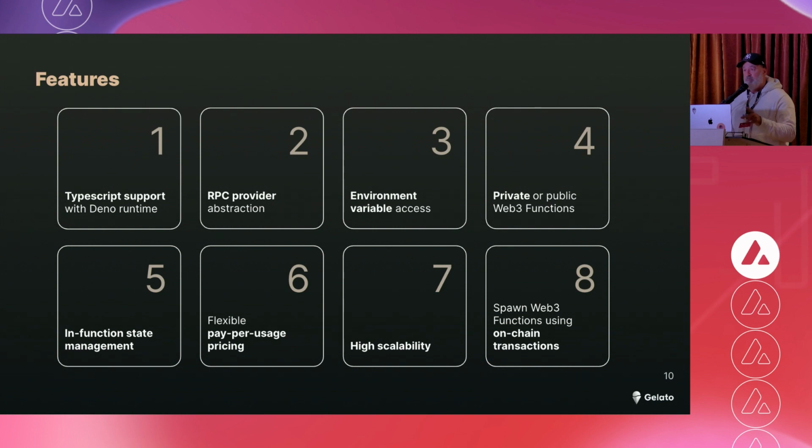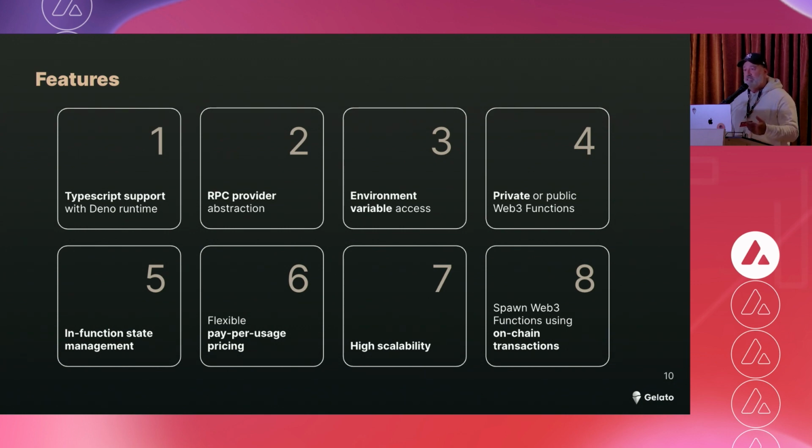The Web3 Function can be public or private. For the time being, in beta, they are only public, but private is on our roadmap. We have state management, which means that every execution can start from something that you stored in the last execution. And we have flexible payment, where you can pay per usage. It means the more computation you need, the more you pay.